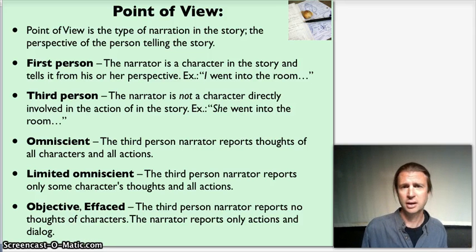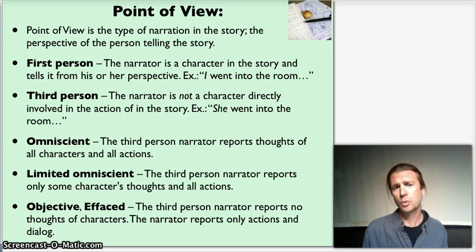Part of how you build conflict, part of how you build suspense and move the story along, is to have a certain amount of tension. And one way to do that is by, we don't know how this guy's going to react to what our main character is saying or doing, for example.